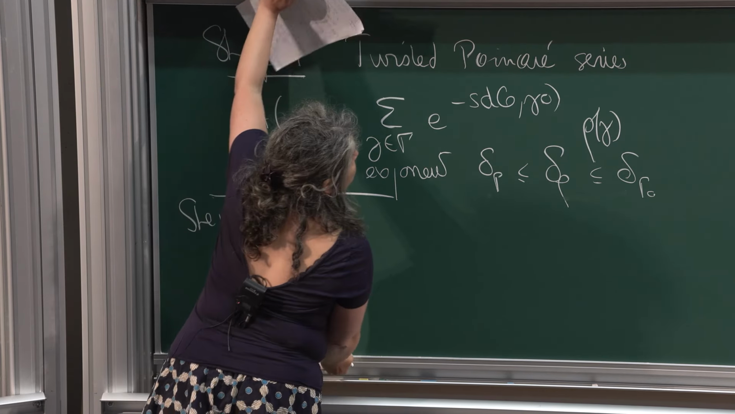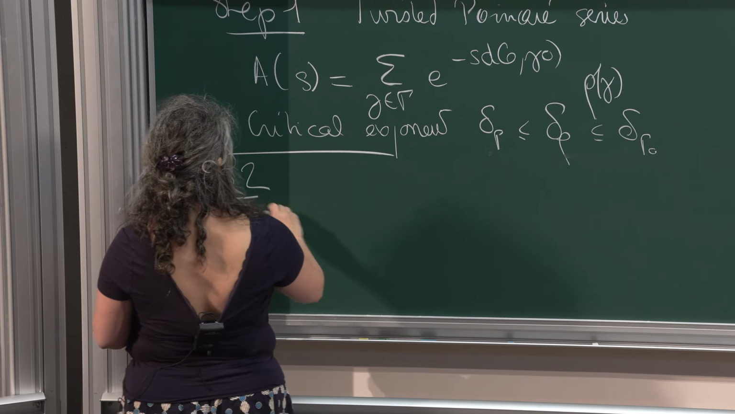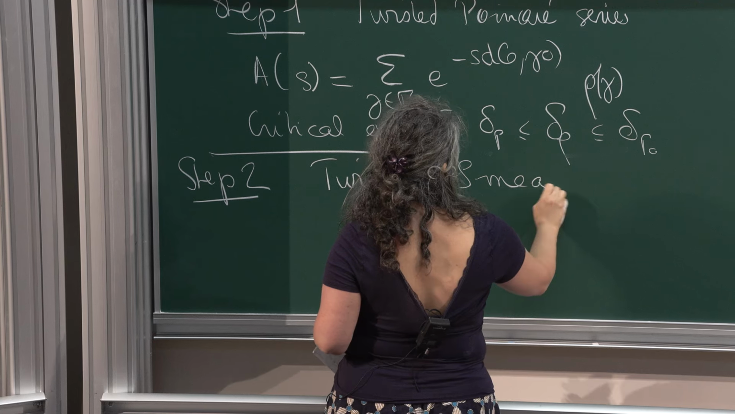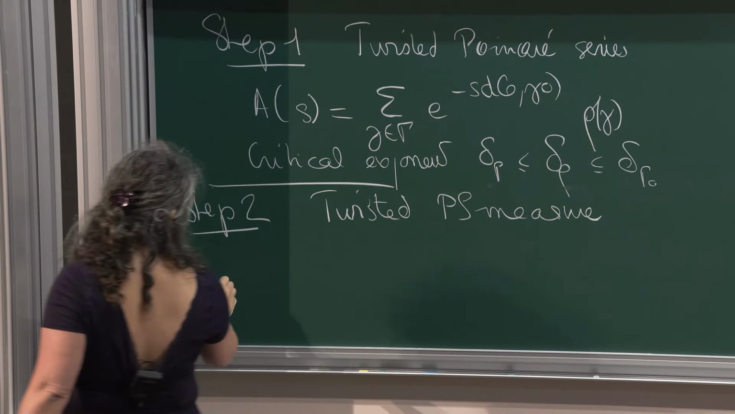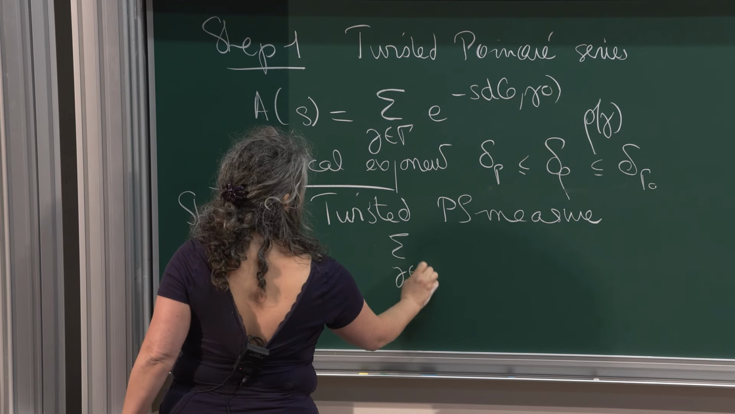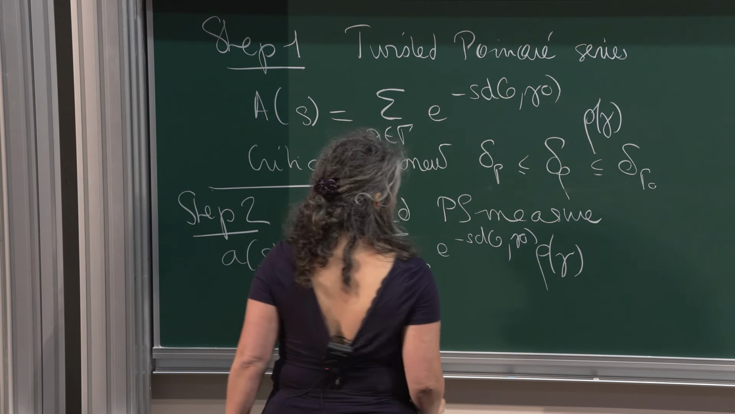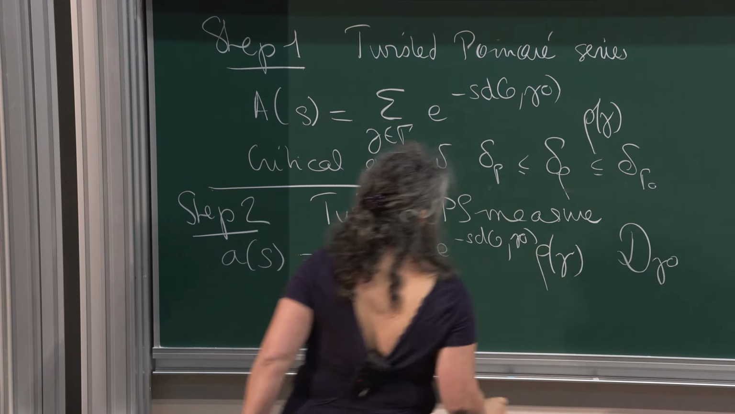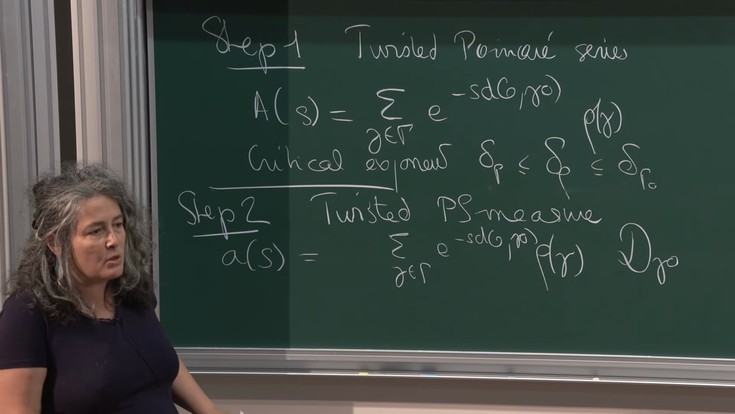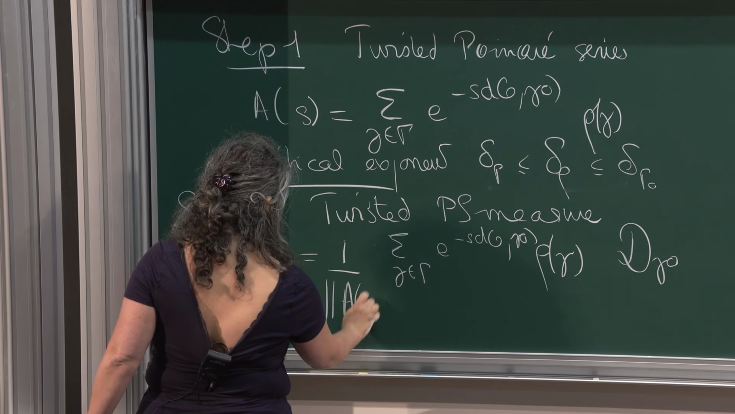Step 2. So step 2, you consider the twisted Patterson-Sullivan measure. So you consider a measure, let's say A of s, which is the weighted sum of the same series, and you put Dirac masses. And you divide, okay, you cannot divide, it's not a question of being allowed to divide or not, but you cannot divide by something which has no meaning, so you divide by the norm of this thing. The norm is a number, if it exists.